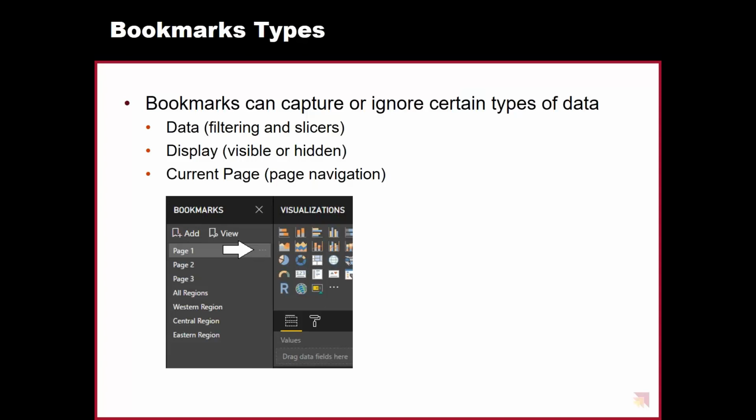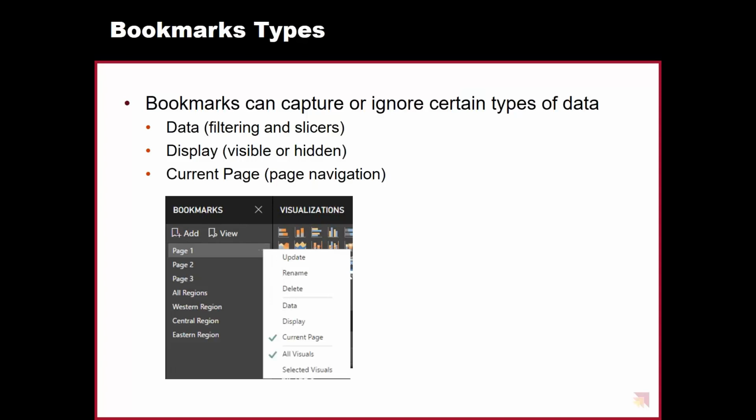So note that if you look at page 1 there in the bookmarks list and you hover over it, there's the little menu, the ellipsis. If you click on that and you drop it down, what you can see is that we have the ability to specify whether we want to track data or display or just the current page. So if I have bookmarks like page 1, page 2, and page 3, and they're just for navigation, we're going to turn off data because when I go to a page, I don't want to turn off any type of filtering that's already put in place.